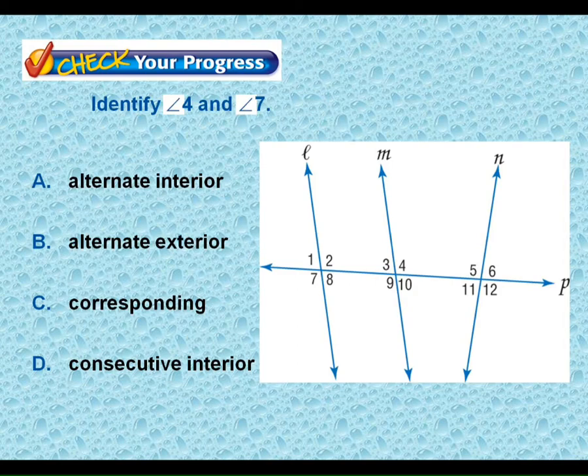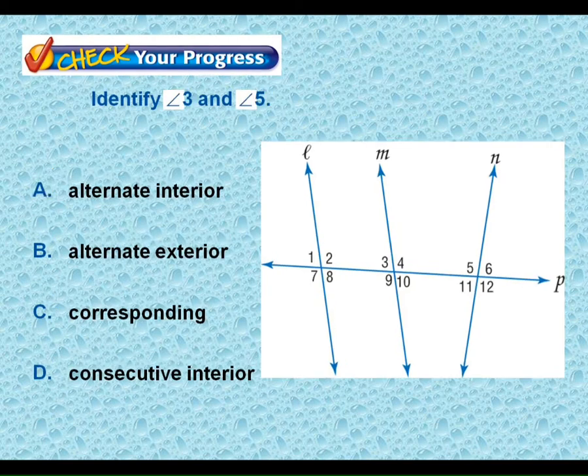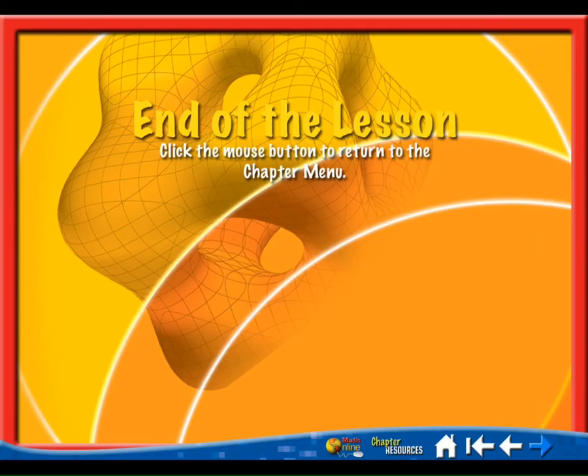Those are alternate exterior. Good. And 2 and 11. Yep, those are alternate interior. Good. Okay. So most of the homework assignment is just labeling these types of angles. Given a figure, can you label them? 3 and 5. Great. Those are corresponding. Good. Okay, so we got those down. 6 and 9 would be alternate exterior. Okay. And that's the end of this section. Very good.